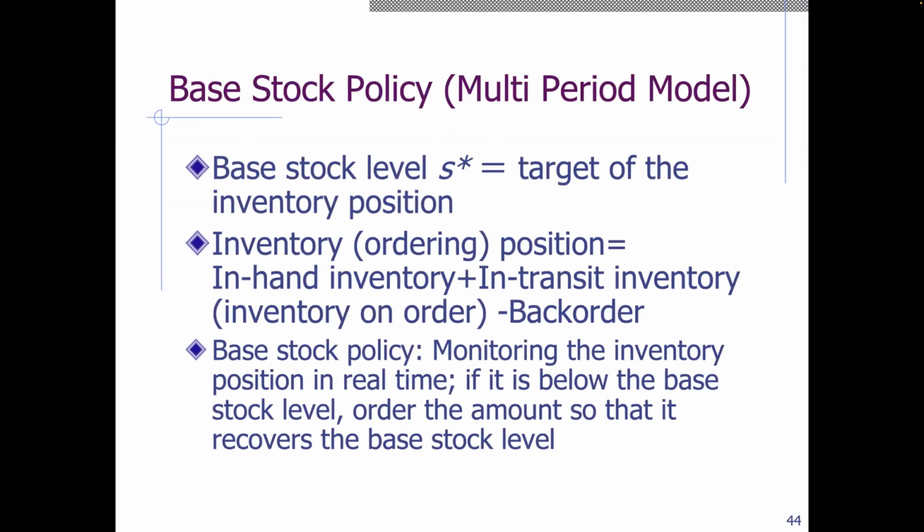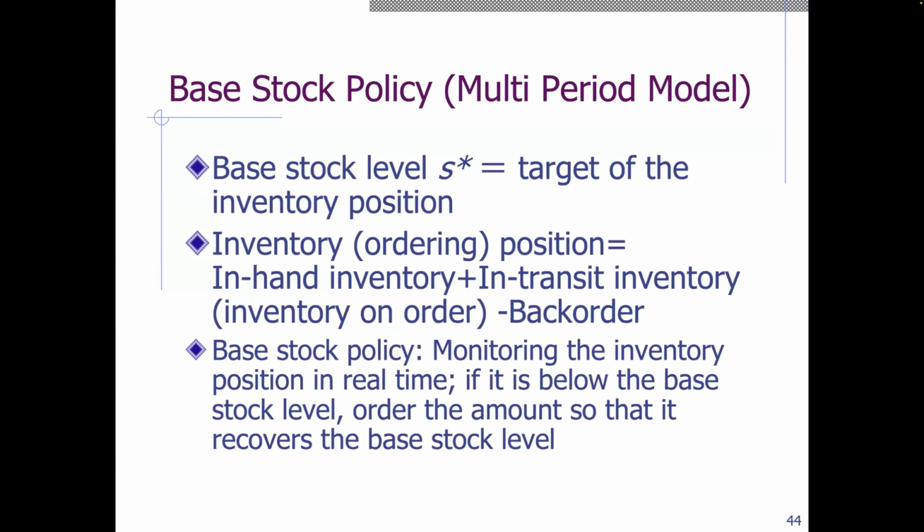The newsboy model can be extended to a multi-period model in which the ending inventory at a period becomes the starting inventory of the next period. In this case we have to monitor the inventory position, which is defined as the sum of in-hand or local inventory plus inventory on order, that means the amount of orders that has not arrived yet, minus backorder, that means demand not satisfied now but carried over to the future.